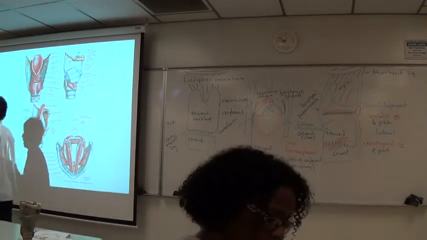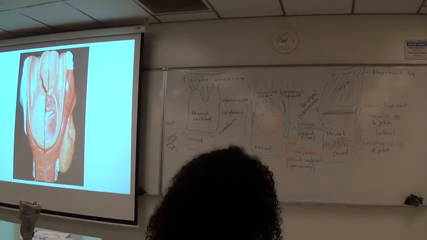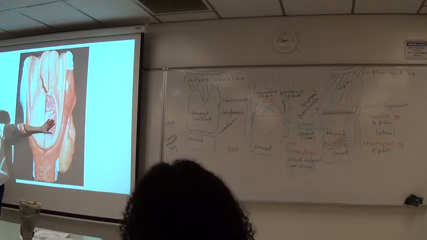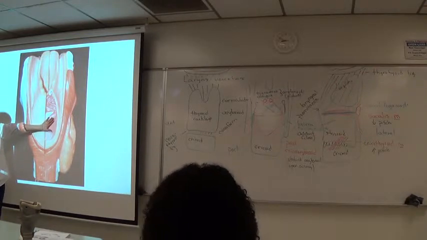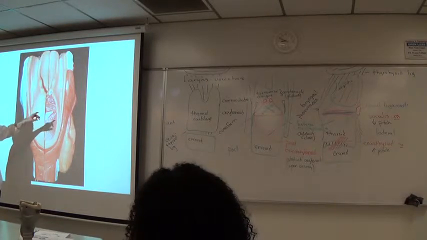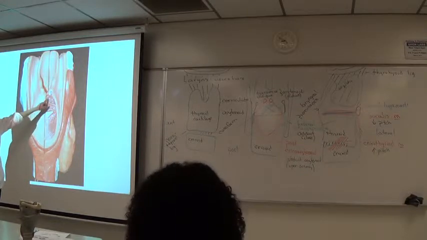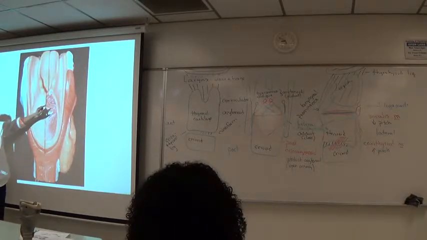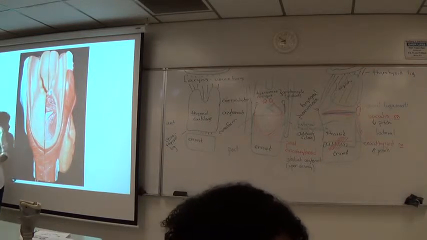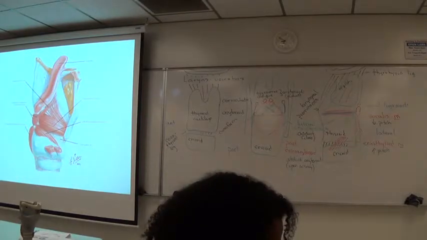All right, so first of all, let's go back to that model here. You can see a couple of them here. These would be the posterior cricoarytenoids here. The lateral ones are the only ones that do the adduction. These are going to abduct or open up the airway, as are these. So here's the transverse, and here are the obliques crossing the arytenoids, and they also do abduction.